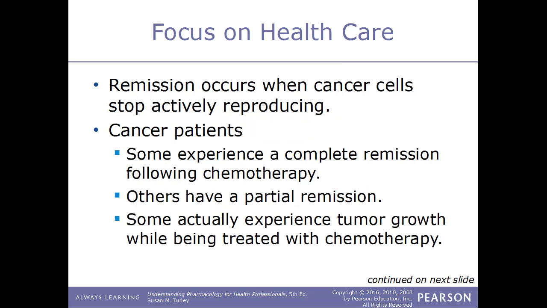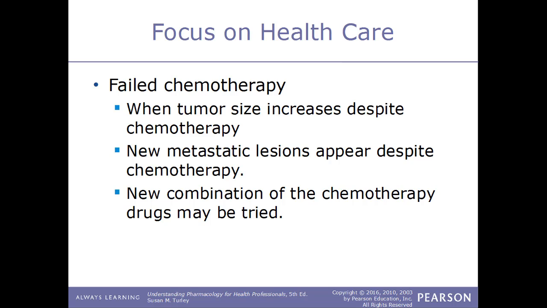Now, remission occurs when cancer cells have stopped actively reproducing. Some cancer patients will experience a complete remission after chemotherapy. Some may only have a partial remission after chemo. And some actually will experience tumor growth while being treated with chemotherapy. And sometimes chemotherapy does not work.